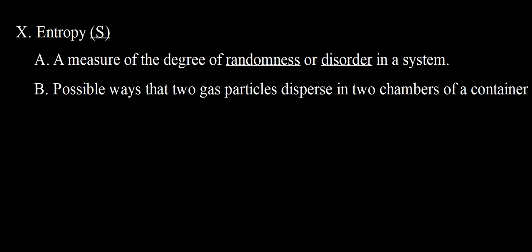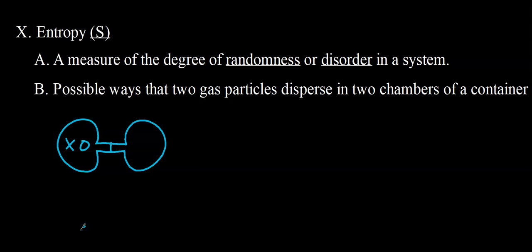Let's take a look at an example here. Let's say you have a two-chamber container and you have two gases in that container. So let me draw a picture and show you what I'm talking about. Let's say we have a valve here in between the two chambers of this container. And let's say we have two gases, gas X and gas O. And let's say that we start off with them in the left chamber of this container. So if we were to open up this valve, there we go. What are the different ways that those particles would arrange themselves in that two-chamber container?